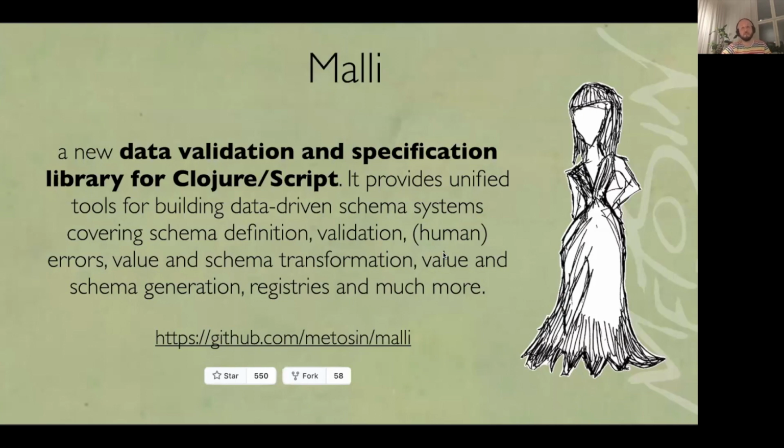We just wanted to test, if we put everything into one basket and try to optimize that, what does it look like? There is lots of stuff in, but it's basically dependency free. There are 2 dependencies: one is SCI, that's optional, and the other is edamame, that's also optional. There's schema definition, validation, errors, both machine readable and human readable, then value and schema transformation, value and schema generation, registries, and much more. And there's the URL.